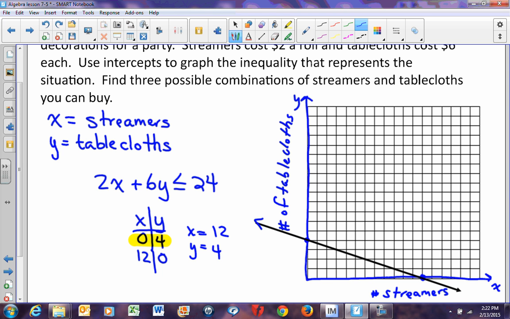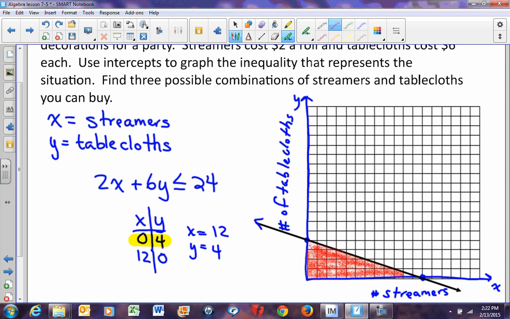Less than or equal to means most likely 0, 0 is going to work. 0 is definitely less than 24. So this would be the area that I would shade. I'm going to be shading in this area right here, this triangular area. So this is all the possible solutions to my inequality.